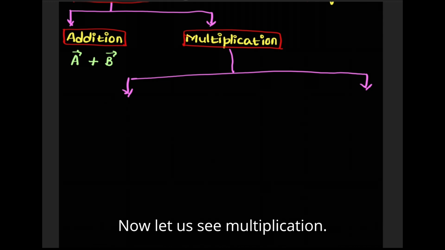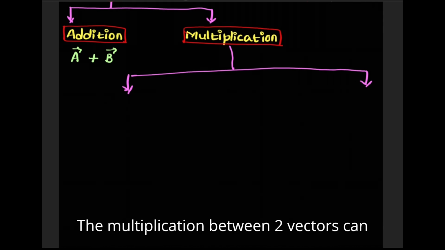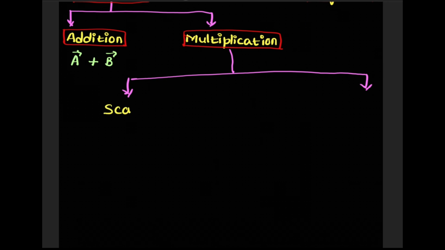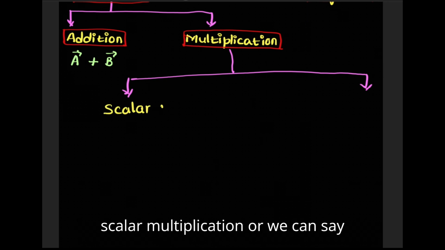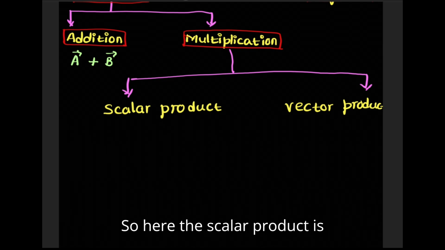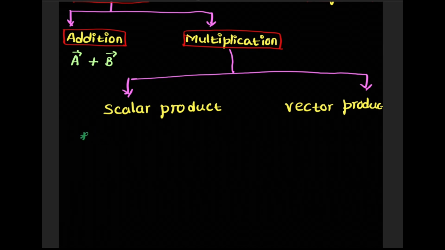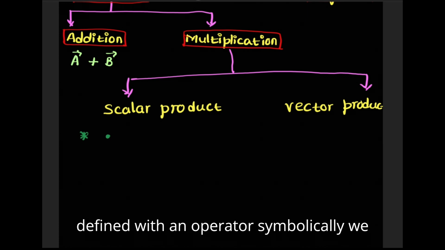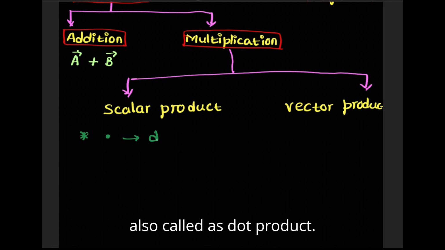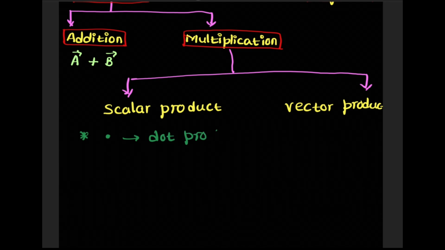Now let us see multiplication. The multiplication between two vectors can be done in two different ways. The one is scalar multiplication, or we can say scalar product, and the other one is vector product. So here the scalar product is defined with an operator. Symbolically we can represent it with a dot, so it is also called the dot product.